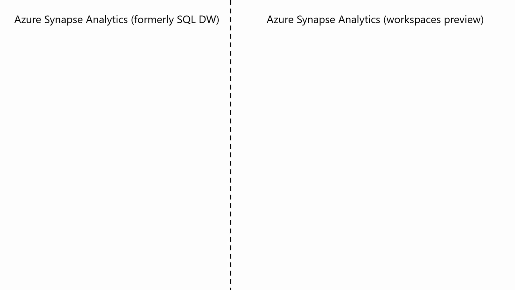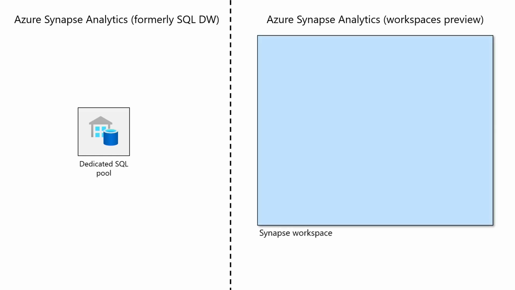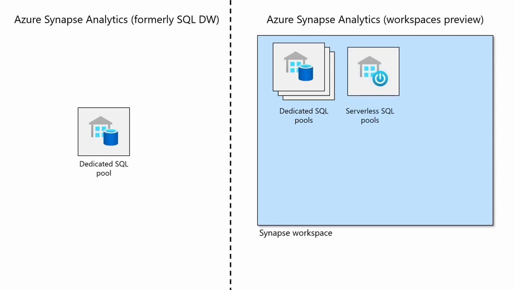Let's walk through it step by step. In Azure Synapse Analytics, formerly DW, there's an Azure resource called Dedicated SQL Pools. Now, we have a more expansive resource in the Workspaces preview, which is of course called a workspace. A workspace is a collaboration boundary, it's a security boundary, and it contains other resources. The first things it can contain are any number of dedicated SQL pools. The second thing it can contain is serverless SQL pools. Every workspace comes with a single serverless SQL pool that maps to our distributed T-SQL query service. And finally, you can have any number of Apache Spark pools.